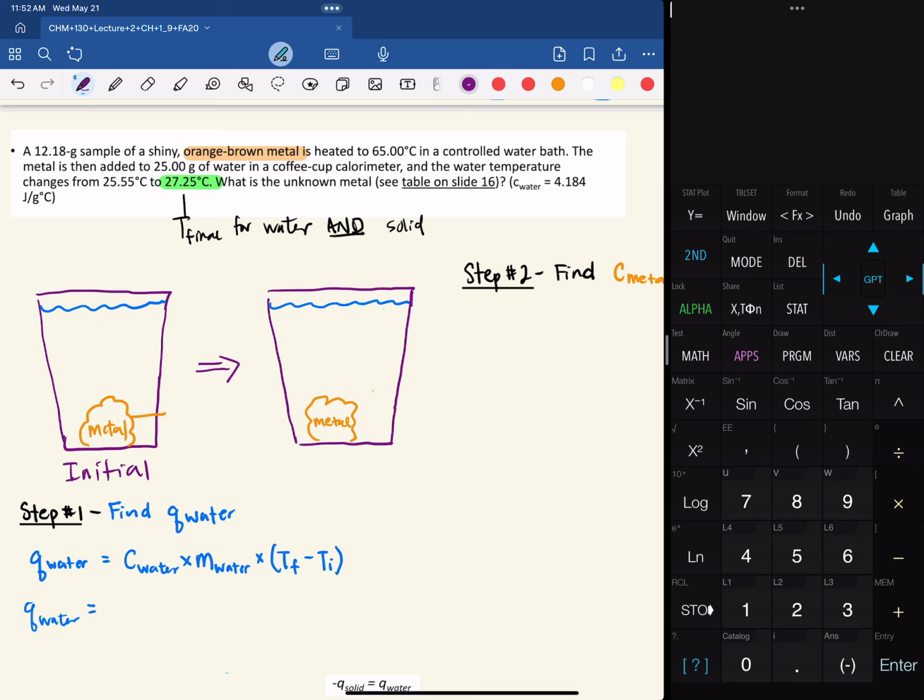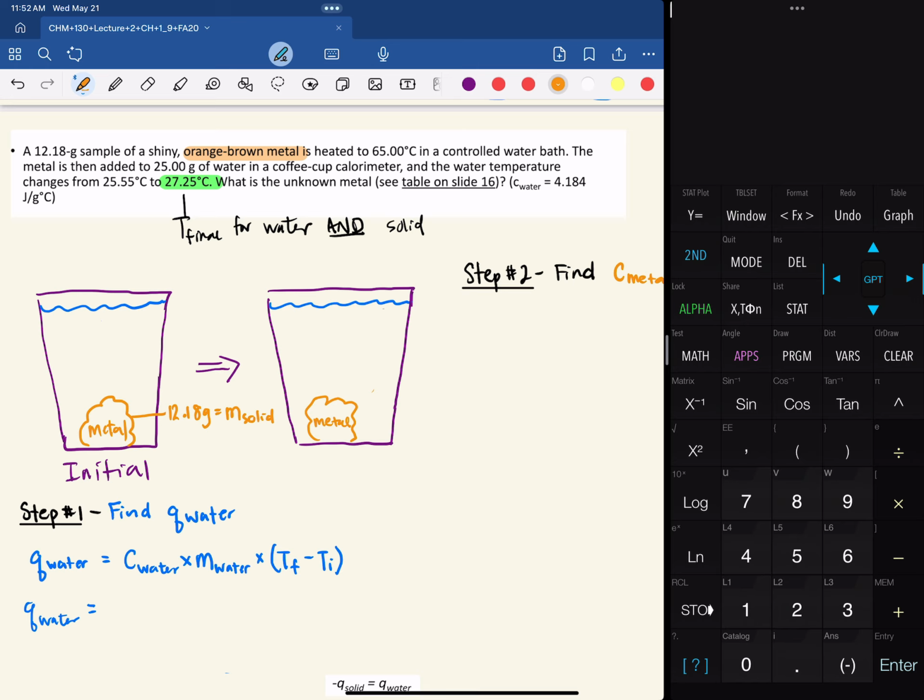So a 12.18 gram sample of a shiny orange-brown metal. The 12.18 grams, the grams tells you that it is mass. So the 12.18 grams is the mass of the metal. So we're going to call that mass solid or M solid.